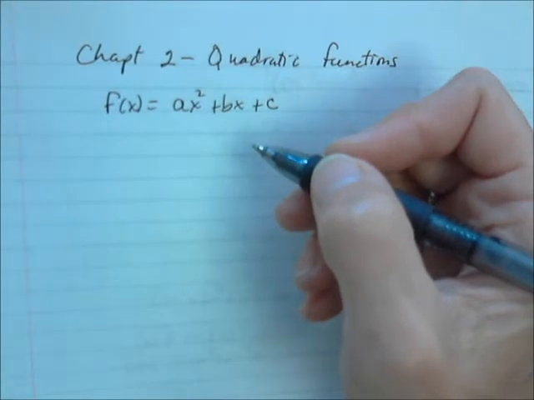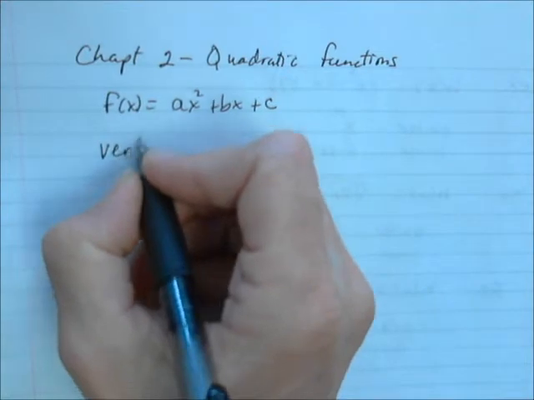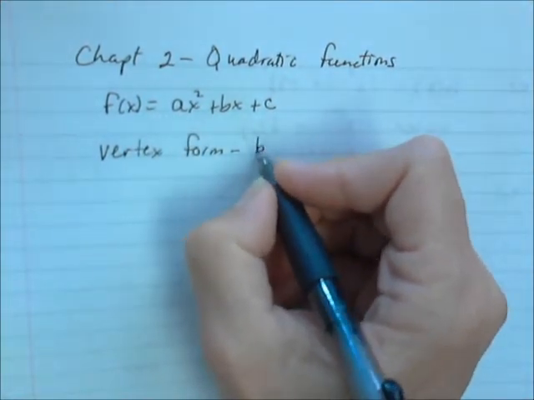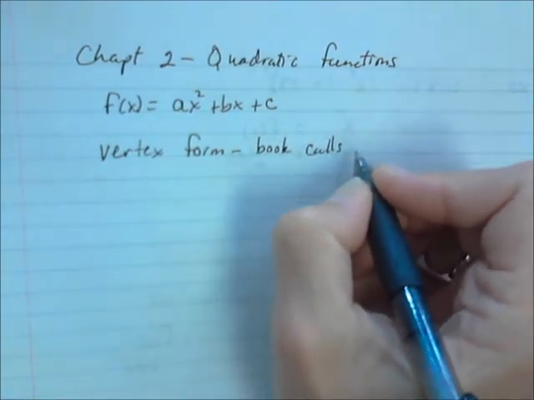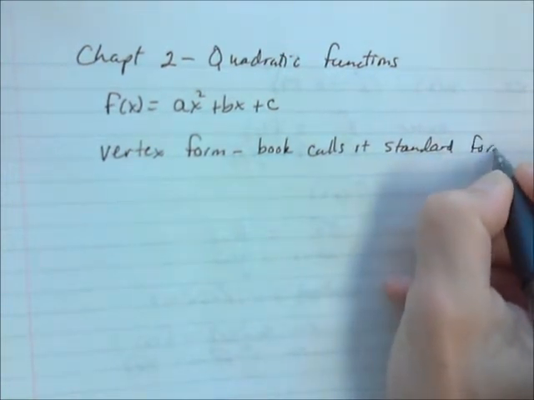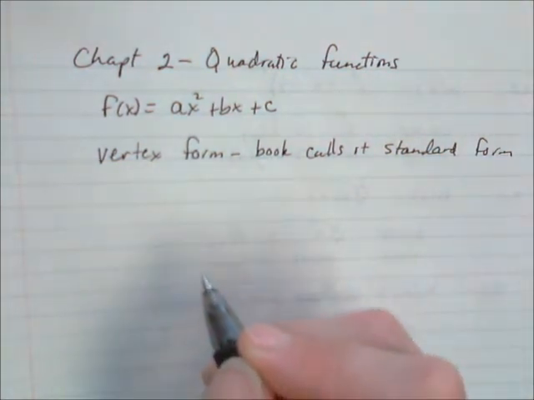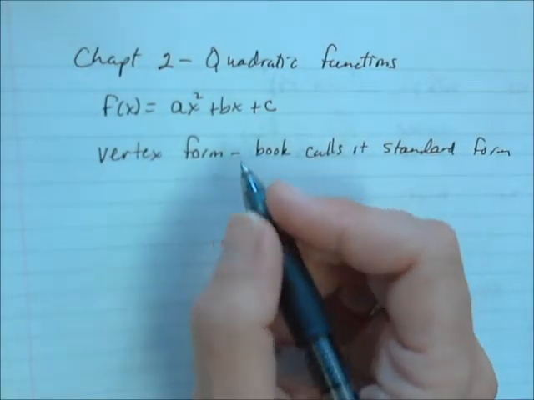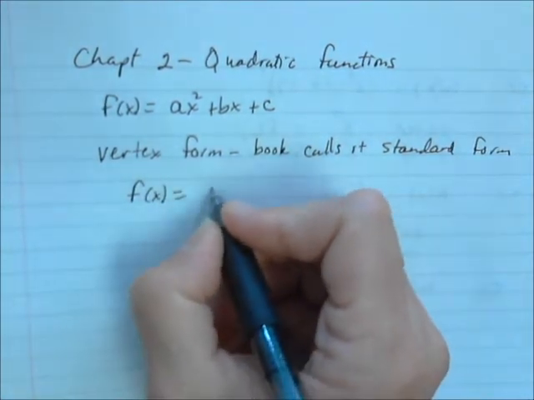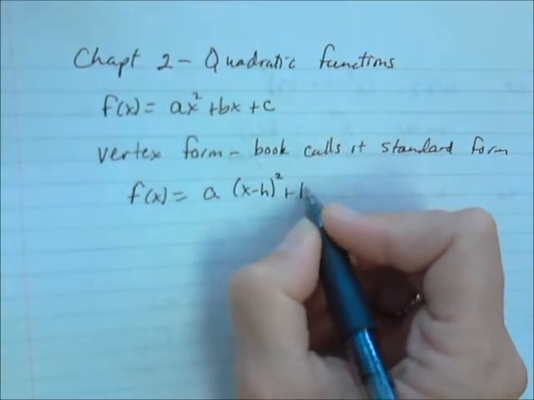There are a couple of forms that you might not be familiar with of a quadratic function. This is the most basic form that you have seen in the past, but there's something called vertex form, and the book calls it standard form. But I usually don't call this standard form. I call it vertex form because you could easily find the vertex of the parabola when it's written this way. It goes like this. F of x is equal to a times x minus h squared plus k.